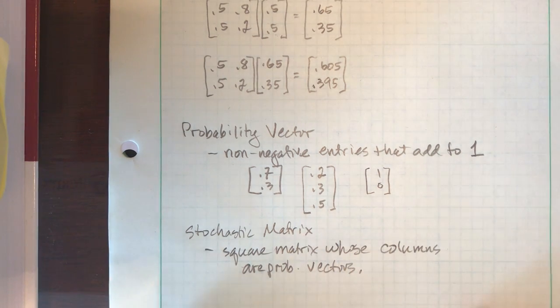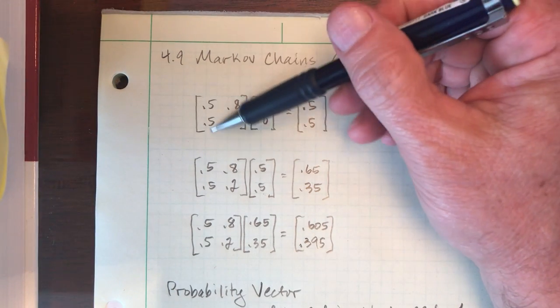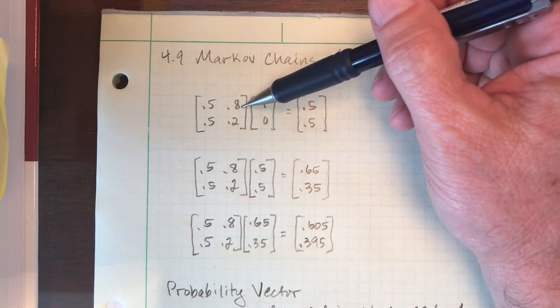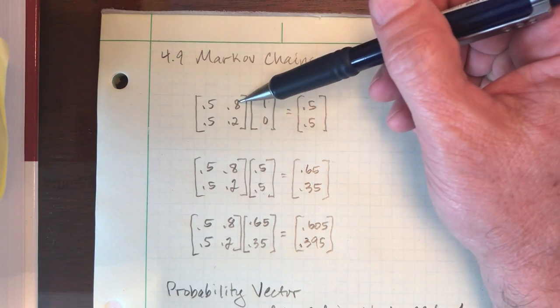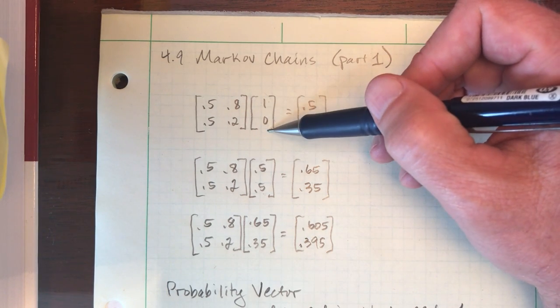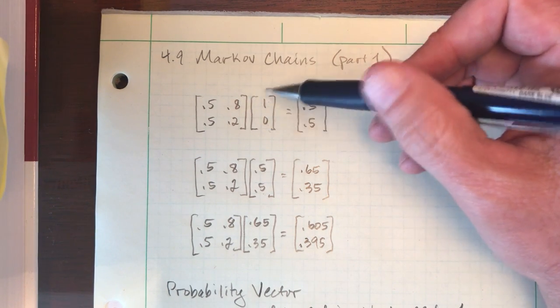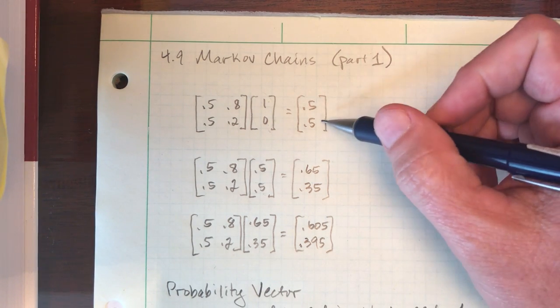So let's look back at the problem we did. It turns out this matrix is a stochastic matrix. It's square, and its 2 columns are probability vectors. They both add to 1. In fact, my initial vector was a probability vector. Oh, and by the way, my outputs were also probability vectors.